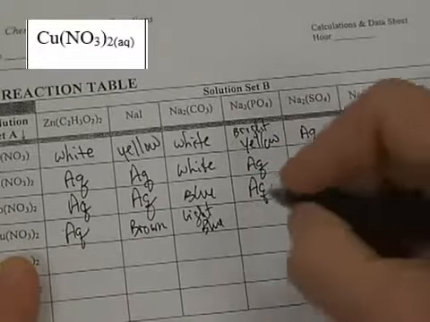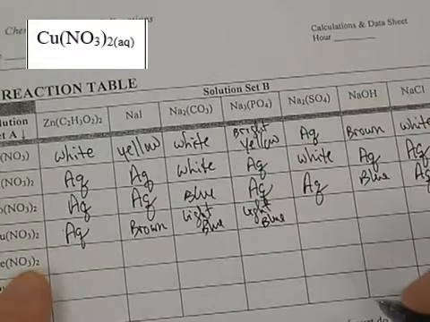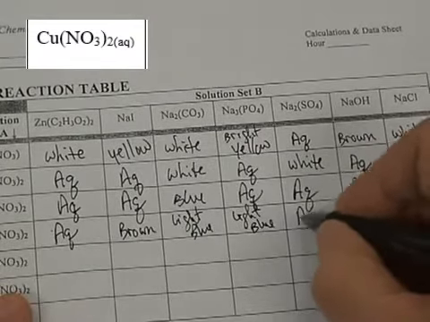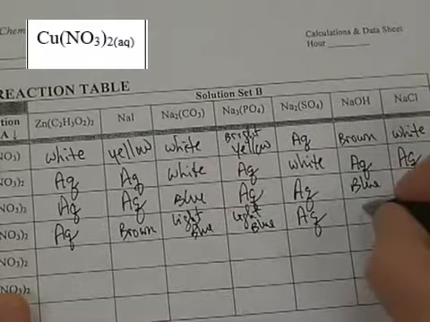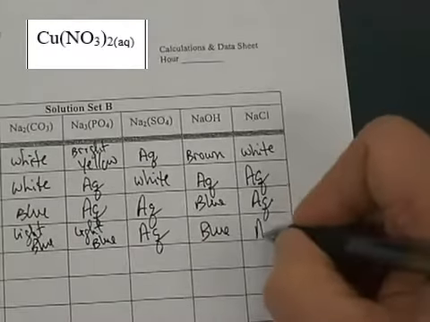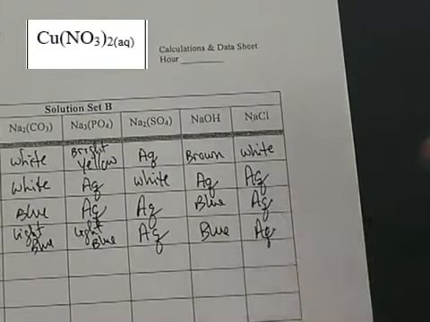The sodium phosphate was a light blue. Sodium sulfate here did not react, so it's aqueous. Sodium hydroxide was the deeper blue here, so we just say blue. And our sodium chloride or salt was also aqueous, did not react.